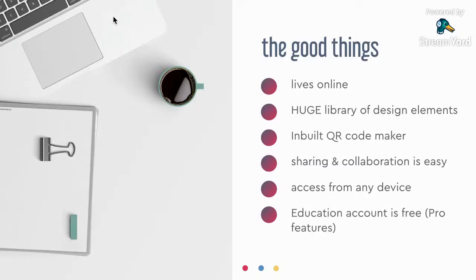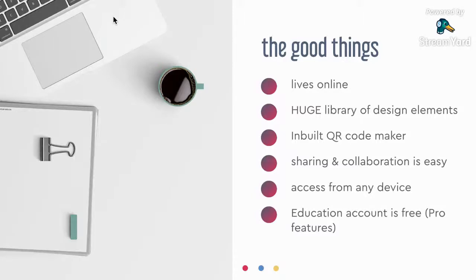Another benefit is that it has its own inbuilt QR code maker. So if you want to have a QR code appear on the poster that you're making for your students or for your classroom, you can actually add the QR code from within Canva. You just go to a place where it says, hey, what do you want to make into a QR code? You paste the URL of the thing that you want the QR code to go to, and it will pop a QR code straight onto your design for you.